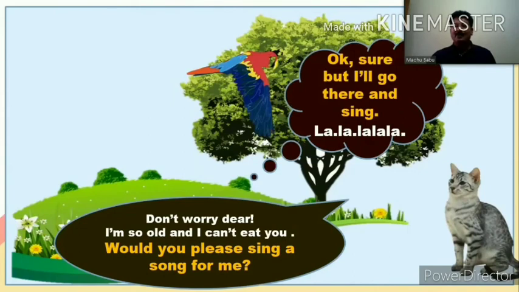Now, let's see what the cat is saying. Don't worry, dear. I'm so old and I can't eat you. Will you please sing a song for me? Okay, sure. But I'll go there and sing. La la la la la la la.